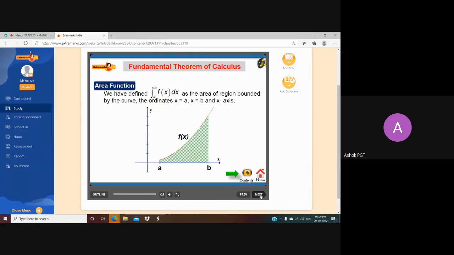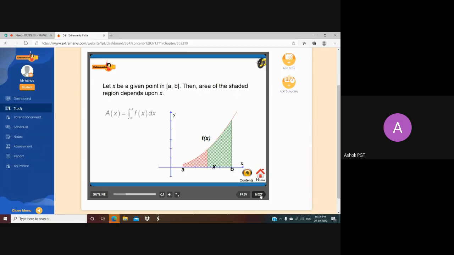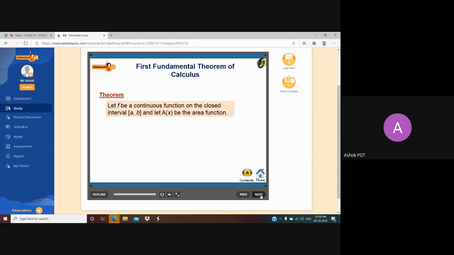I move on to the next video. Let x be a given point in interval AB. Then, area of the shaded region depends upon x. First, fundamental theorem of calculus. Let f be a continuous function on the closed interval ab and let A(x) be the area function. Then A dash x is equal to f(x) for all x belonging to the closed interval ab.